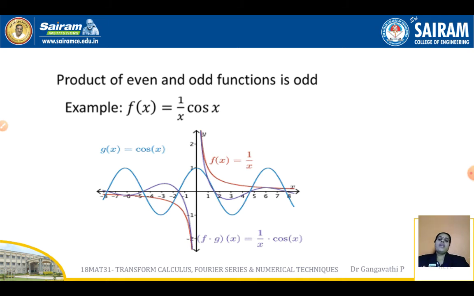And the product of an even and an odd function. So one even function and one odd function, when we do the product, it is an odd function. The graph looks like this, so it will be symmetric about the origin. If you consider the origin as your base, then above the origin and below the origin, the curve should be the same.